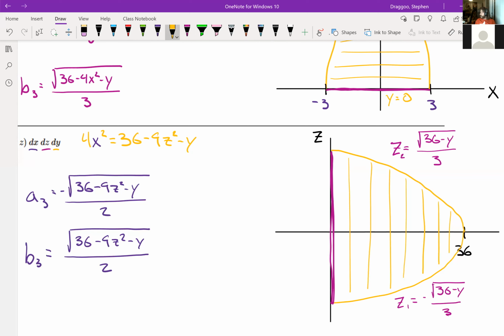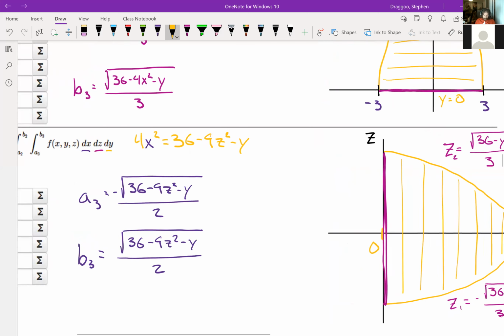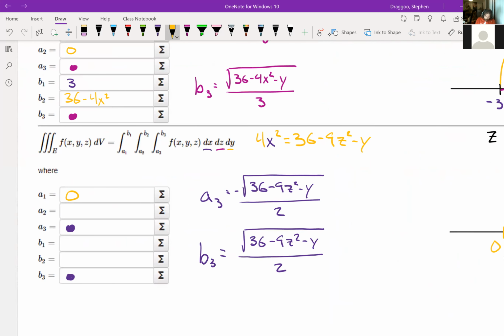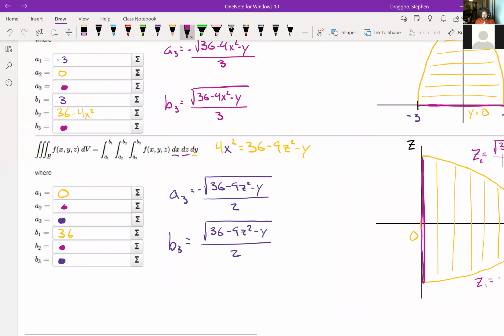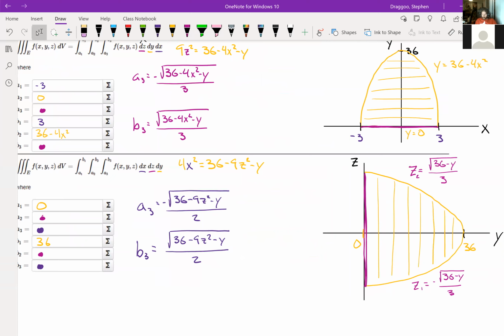Finally, y should go from 0 out to 36. Because again, I only have positive values for y. So bring that back over here. 0 to 36. And I'll use those magenta dots for the z bounds again. I zoom out a bit and kind of try to put all of this into perspective.